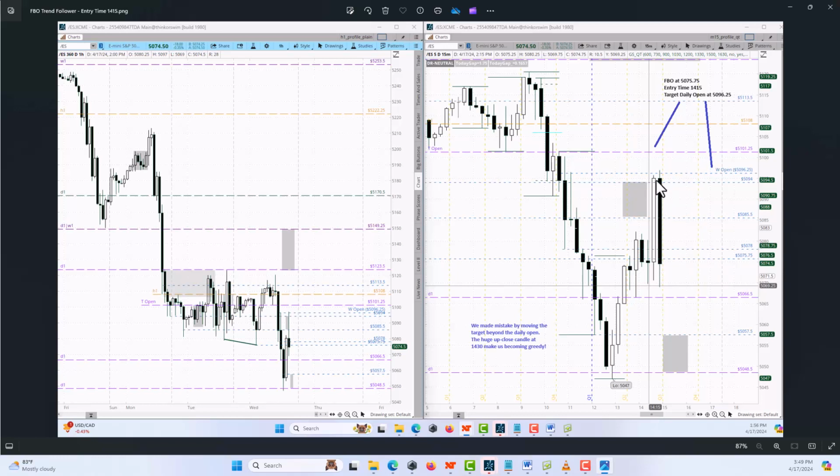But you know what? We get greedy after we see the huge candle. We got greedy. We moved our target, and we pay heavily. You see, it retraced back. So we made a mistake by moving the target beyond the daily open. We should target at the daily open right there, which is today, Wednesday open right there at 50.96.25. It hit exactly. So that's our mistake. But you know what? That's a beautiful mistake, so we can learn. We got greedy so we moved our stop loss.